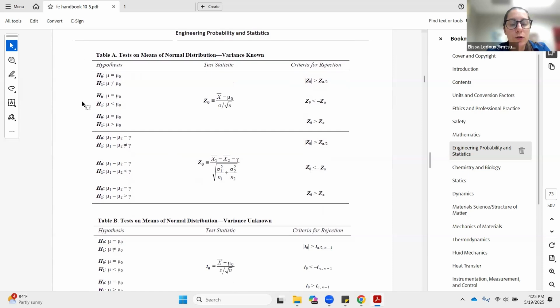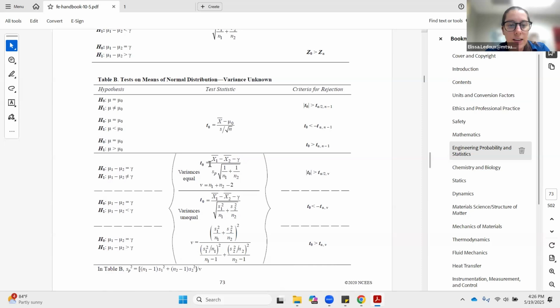Okay, so test on means of normal distribution. If you know the variance, then basically you can find either the null hypothesis or the not null hypothesis. So basically you would be testing, okay, does your sample equal the mean or does your sample not? And that's what these sort of things are testing. And then the criteria for rejecting is, you find the Z0 and you compare that to the Z that it gives you in the table. And then you know if it is rejected or not. If this condition is true, then it is rejected. If the condition is false, then you would not reject it.